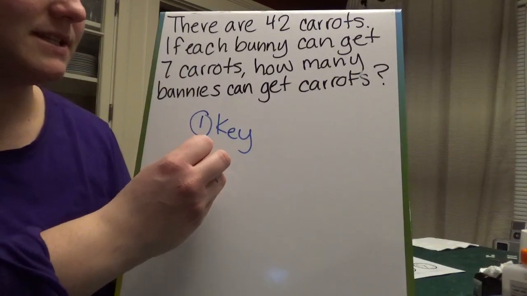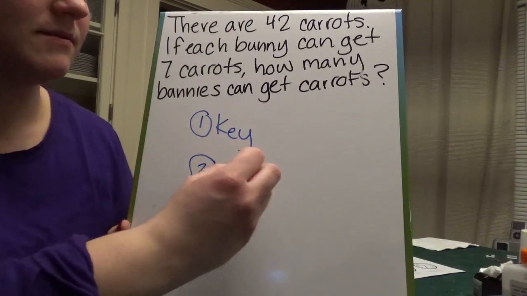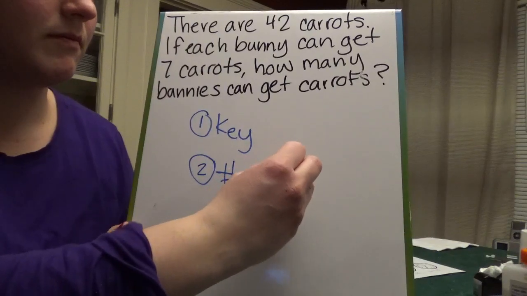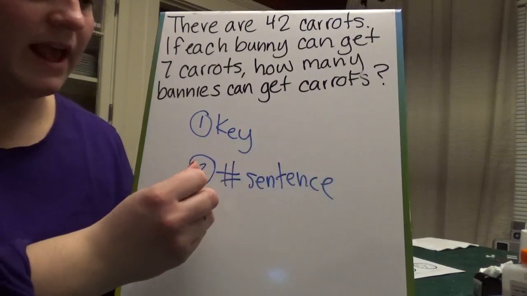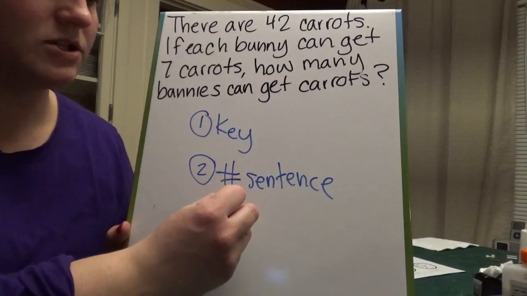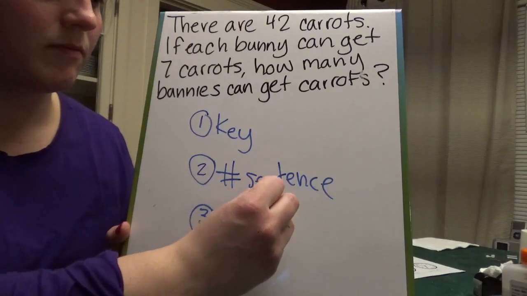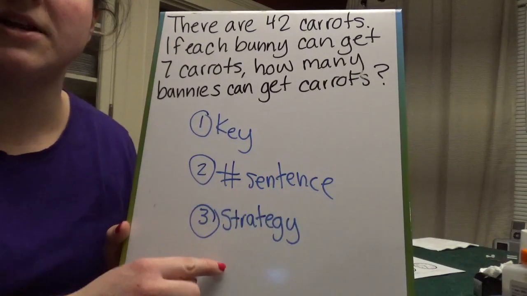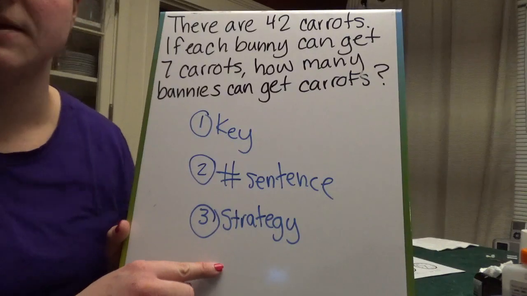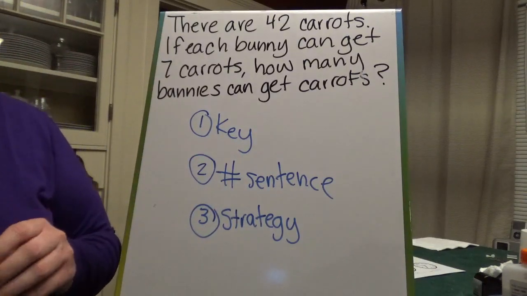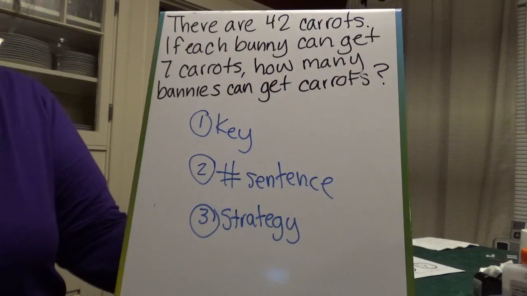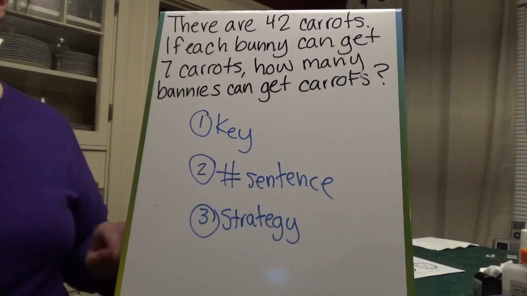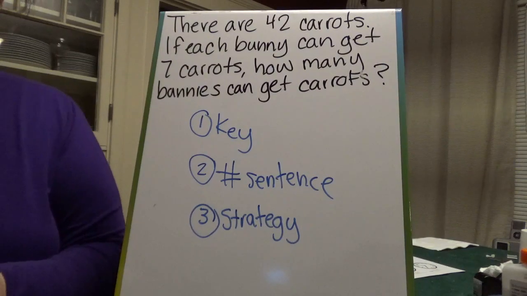I would like to see a number sentence, and I would also like to see a strategy. And this strategy can be a strategy of your choice. Please circle the answer when you're done. It's always a good habit to keep doing. Take about 3 minutes to figure this out. Definitely reread this problem if you're not sure.